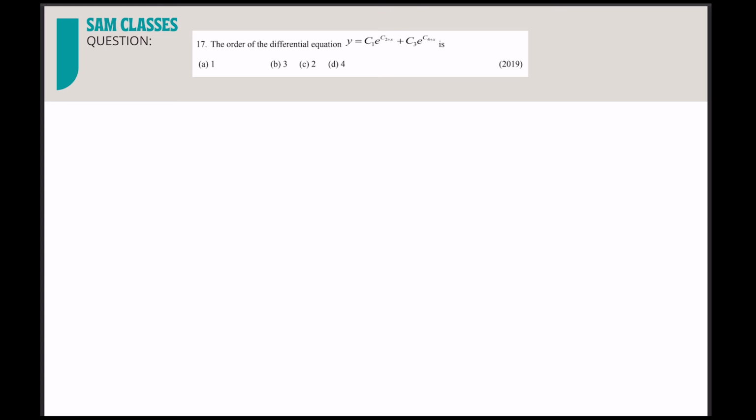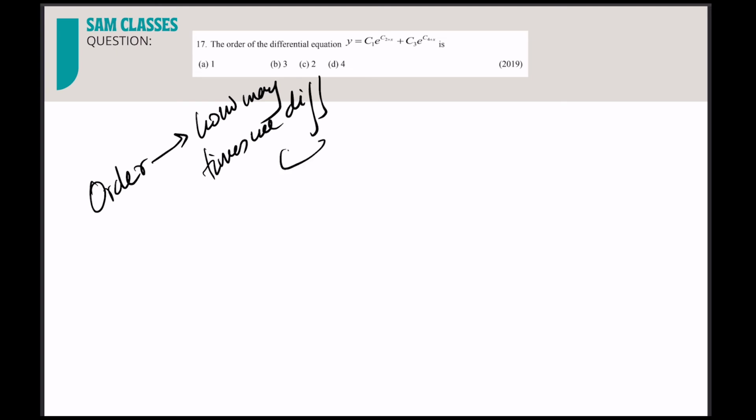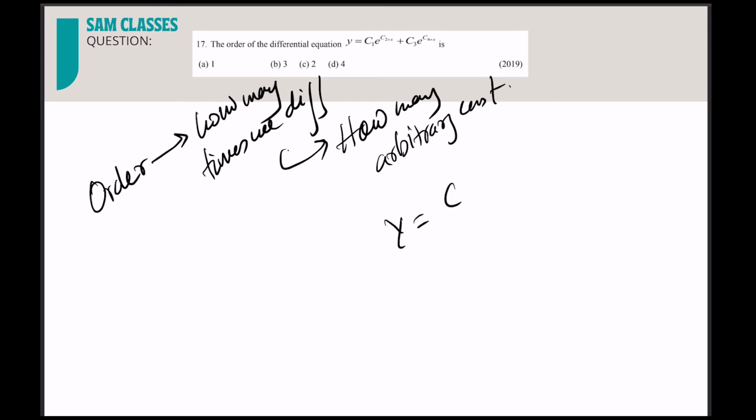Now coming to this question, a very good question, order of differential equation. In order to find the order, we need to know how many times we need to differentiate, and for that we need to know how many arbitrary constants there are. So y is equal to c1 e power c2 into e power x, correct?